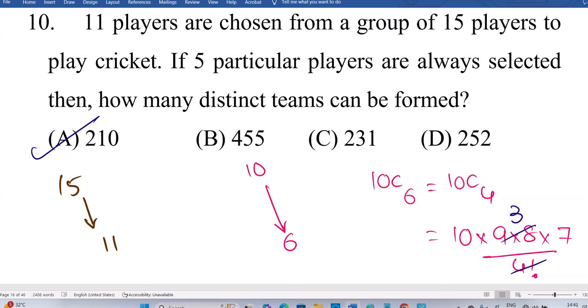It was 15C11 originally, but they changed it in the question. Instead of 15C11, 5 are already fixed. Guys, let me know, if 3 people are fixed, what's the answer then? 3 particular players are always selected. Then what should be your answer? What is the change in the equation? 12C8. 3 are fixed, still 8 required. 3 fixed means 8 still to be selected. 12C8 or 12C4, calculations are the same. Right? See that?